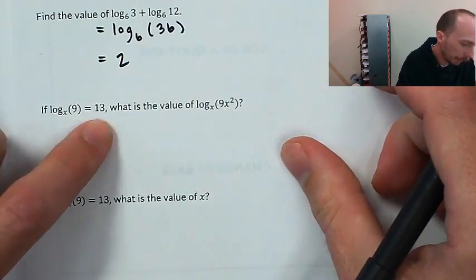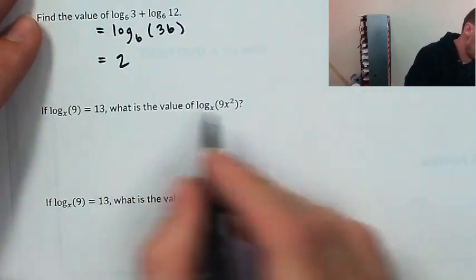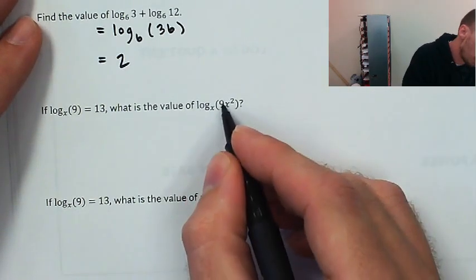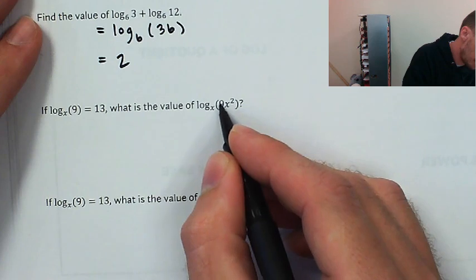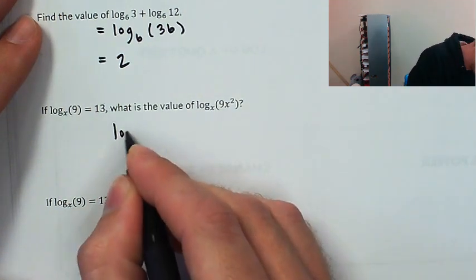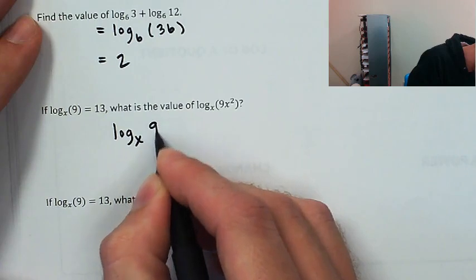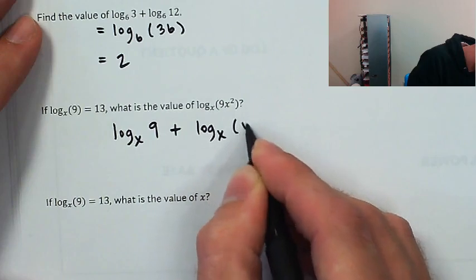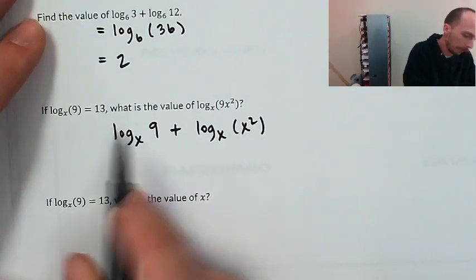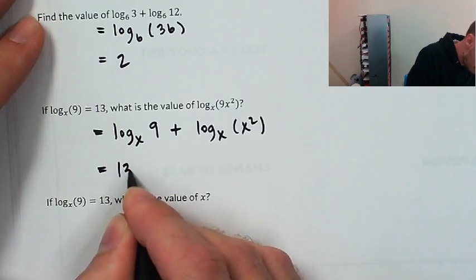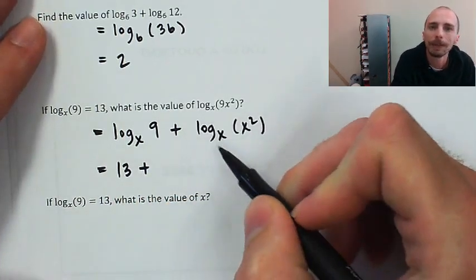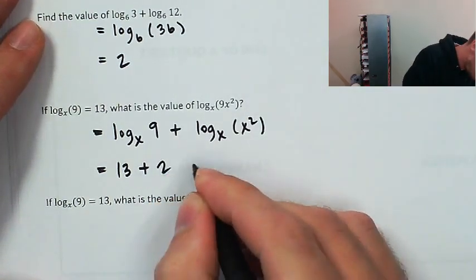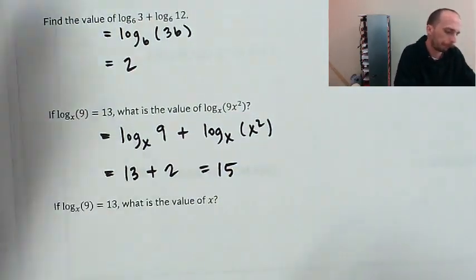And then these last two, I remember this one was a little tricky. If log base x of 9 equals 13, what's the value of log base x of 9x squared? Well, you might be like, we don't know how to do that yet, but we do. We're going to look at that as the product of 9 times x squared. So that would be log base x of 9 plus log base x of x squared. Log base x of 9, that's 13, plus, and I think to myself, what exponent do I put on x to get x squared? That's the 2 exponent. So that's 13 plus 2, and this will be equal to 15.